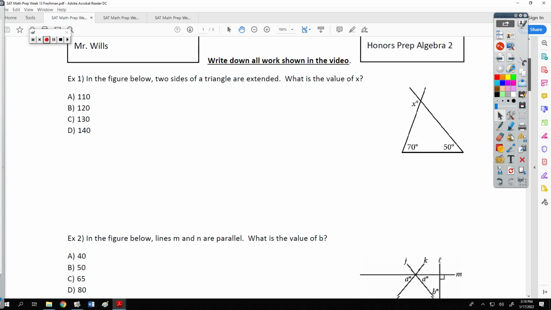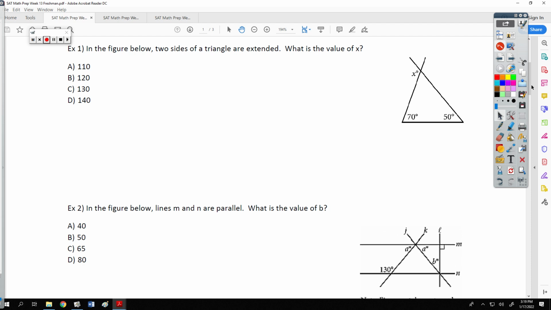So starting here with example 1, it says in the figure below, two sides of a triangle are extended. What is the value of x? Now this is a relatively rare SAT style question that only requires one step to do. We should recognize, hopefully, that we have here an exterior angle. And the exterior angle theorem says that if we have a side of a triangle that has been extended to form an exterior angle, that angle is equal to the sum of the two remote interior angles.